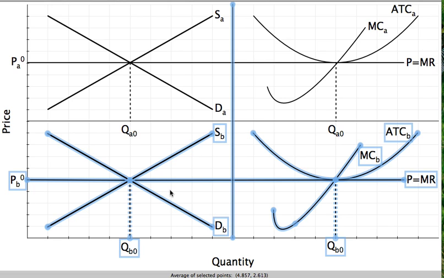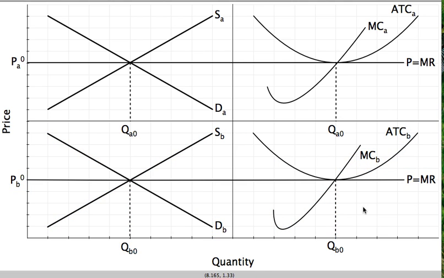We have the supply and demand curves for good B. So this is where price and output is determined in the marketplace. And then on the right-hand side, what do we end up seeing? This is the firm, an individual firm in that particular marketplace. So here's the individual average total cost, marginal cost, etc.